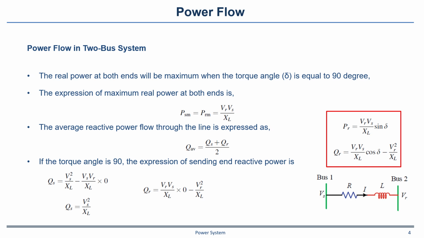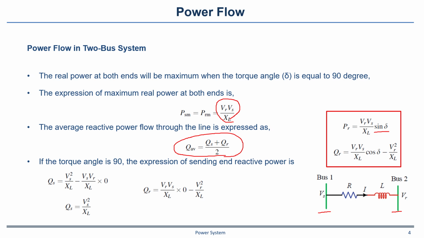In both ends, here is the maximum value of the active power that we can have, and if we want to have the maximum value, delta should be 90 degrees. So when we have 90 degrees, we have the maximum value of the active power. And here we also have different reactive powers, and the average reactive power is the reactive power of here plus here divided by 2. We can make an average.